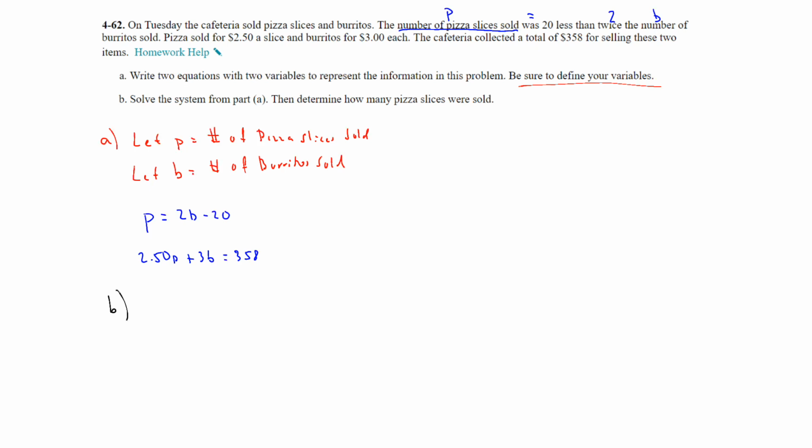Part B then wants us to solve the system and determine how many pizza slices were sold. Well, the way this one is set up, it looks like we can do substitution. So P is equal to 2B minus 20. This expression, we will substitute in for the number of pizzas on the second equation. So $2.50 times 2B minus 20, that's the number of pizzas that were sold, plus the $3 per burrito, is equal to 358.